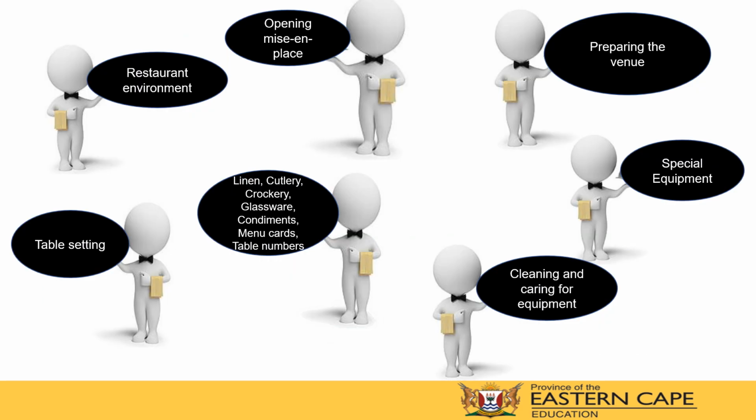Under this topic, we are going to look at the following: the importance of a restaurant environment, opening mise-en-place, preparing the venue, special equipment, cleaning and caring for the equipment. We will then look at the different types of components under linen, cutlery, crockery, glassware, condiments, menu cards, as well as table numbers. And then finally, we'll look at table setting as well as go through a few activities so that you can understand how this topic will be assessed.